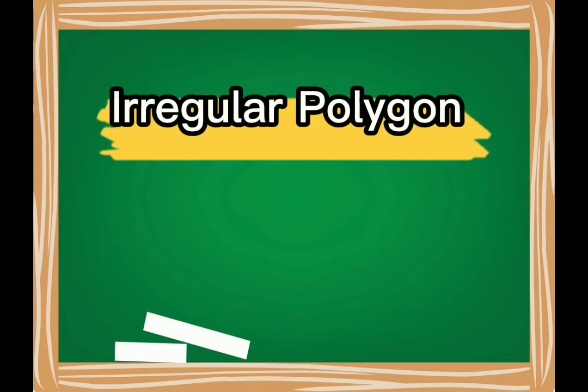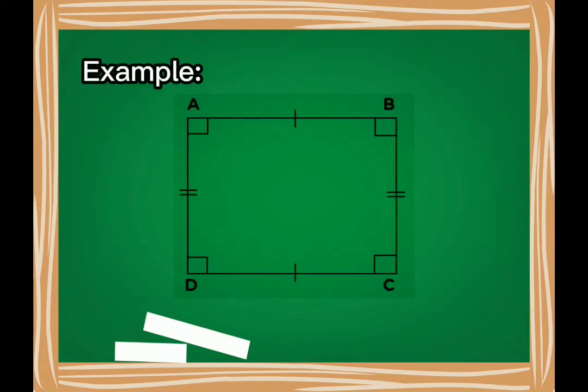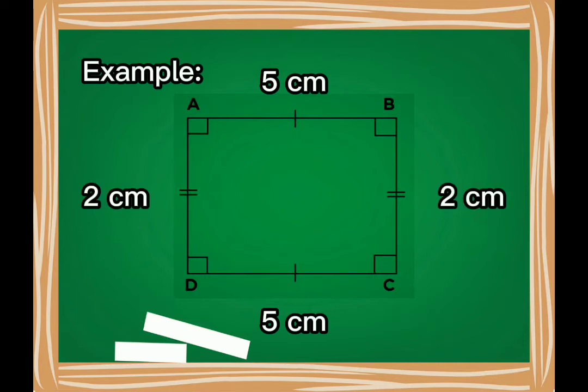Now, unlike a regular polygon, an irregular polygon has sides and angles with different measures. For example, a rectangle has 4 right angles. It means it is also equiangular, but a rectangle has only 2 pairs of equal sides. One pair is the length. It means that if one length is 5 cm, the other one will also be 5 cm long. The other pair is the width, which are also equal. It means that if the width is 2 cm, the other one will also be 2 cm wide.